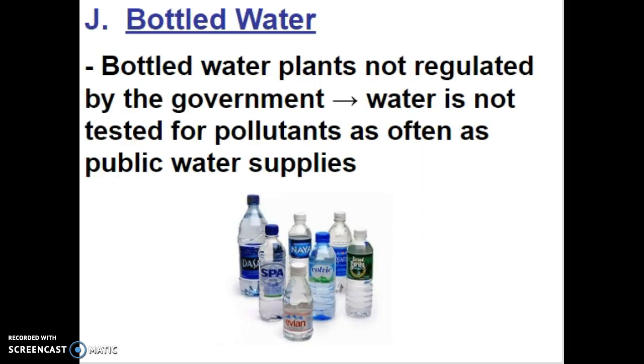And just a little water for thought, I guess. Bottled water. A lot of people think that that's the best type of water that you can drink. But believe it or not, bottled water is not tested for pollutants or toxins as often as public water supplies. So the water that comes out of your faucet is tested and treated more often than bottled water. Just a little interesting factoid for you there.